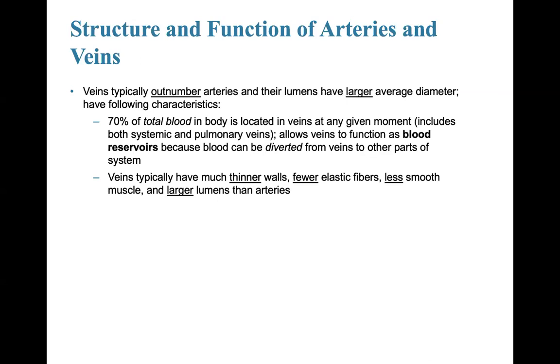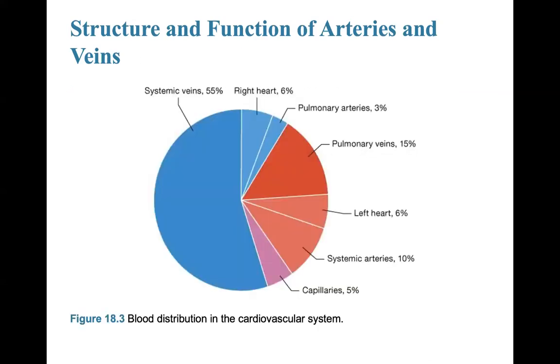Veins typically have much thinner walls, fewer elastic fibers, less smooth muscle, and much larger lumens. And again, the larger lumens help reduce the resistance because of the lower pressure that we find in that particular area. This sort of just shows you where blood is at any given moment in the body.